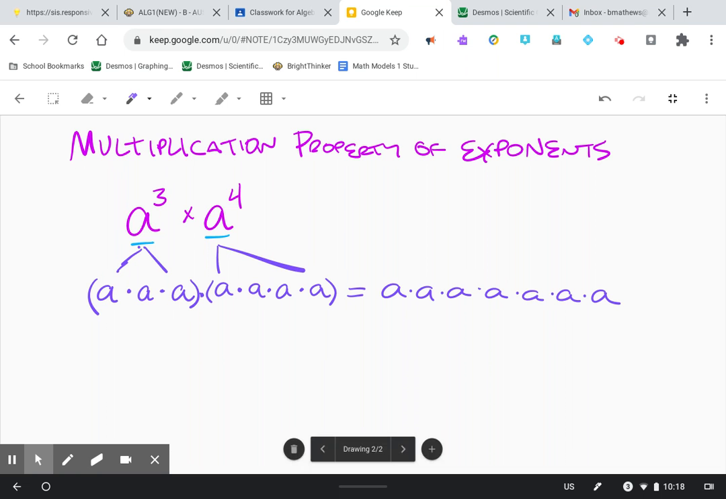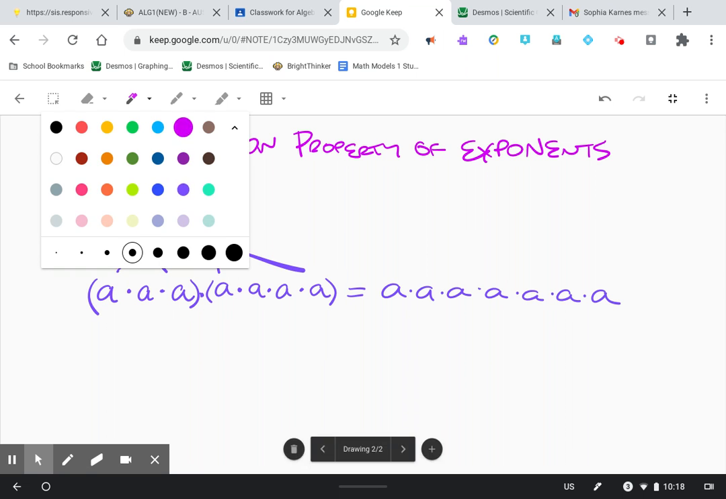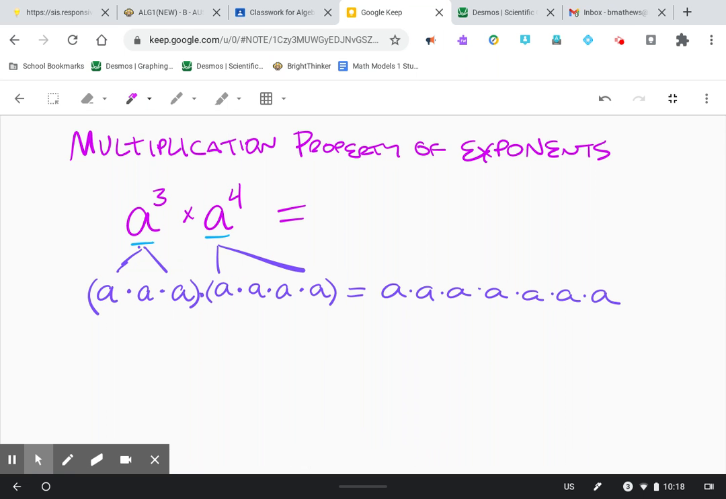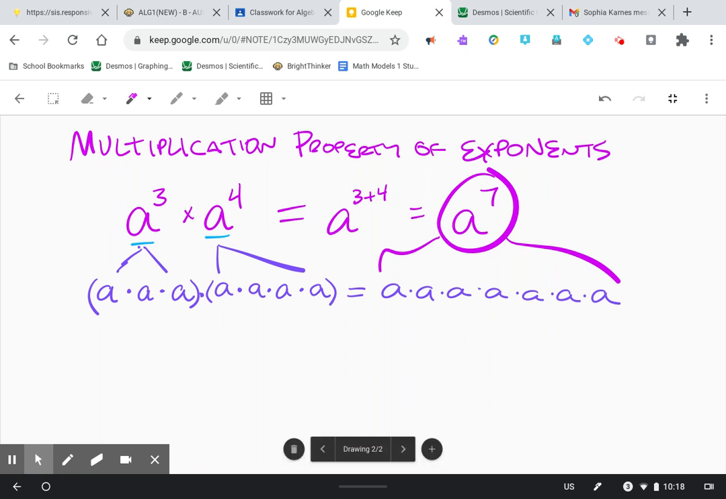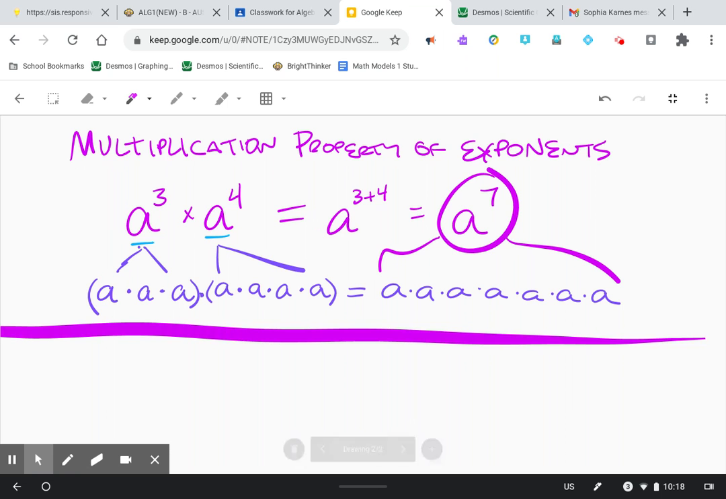I'm illustrating what's happening in the background, but we can just take this and immediately say, well, that's going to be a to the 3 plus 4 power, or a to the 7th, which you see here is what we got when we worked it out all the way. So basically, anytime numbers have the same base, the exponents can be added together when those two numbers are being multiplied. Okay, so this is when you're multiplying numbers with exponents.